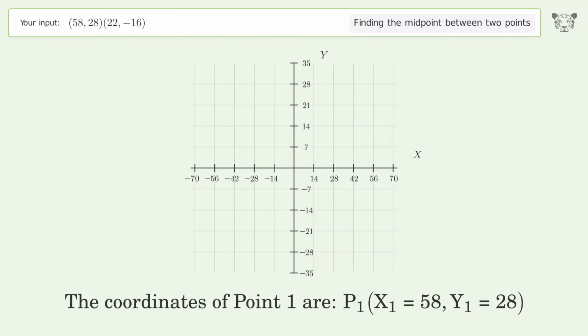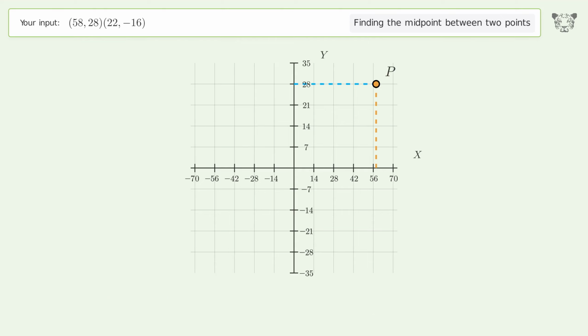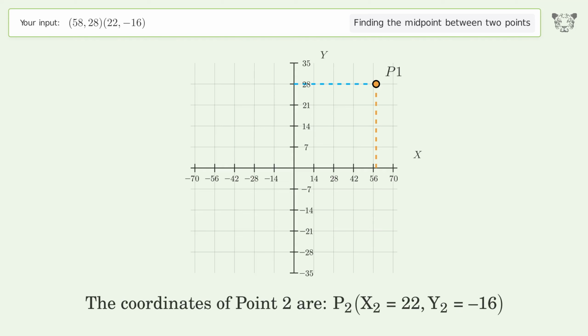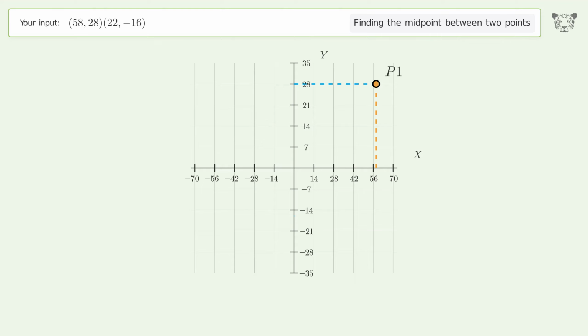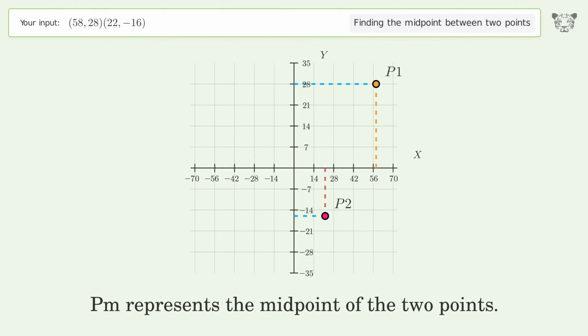The coordinates of point 1 are x1 equals 58, y1 equals 28. The coordinates of point 2 are x2 equals 22, y2 equals -16. PM represents the midpoint of the 2 points.